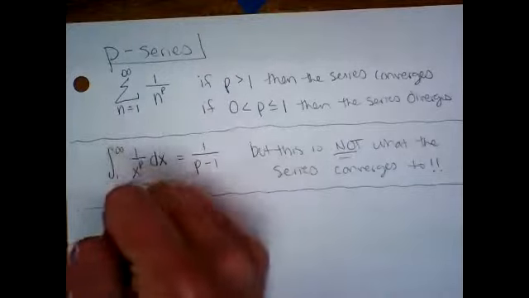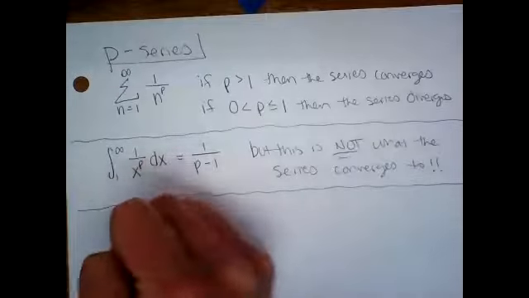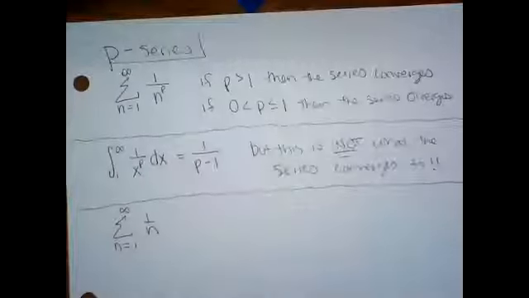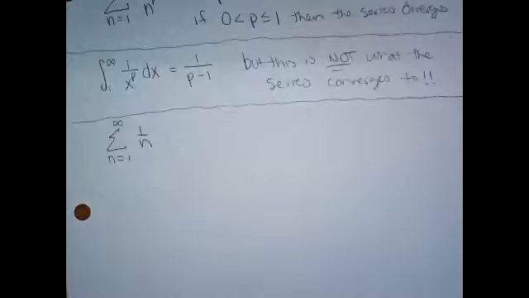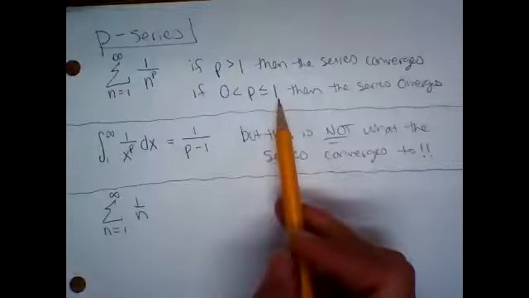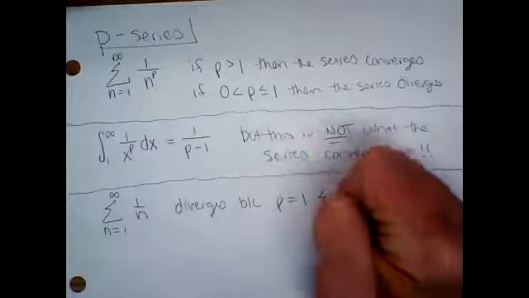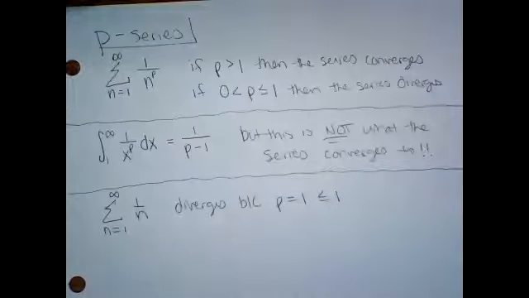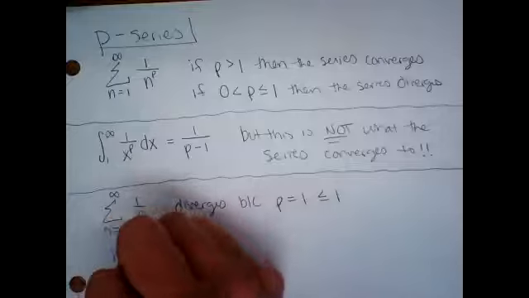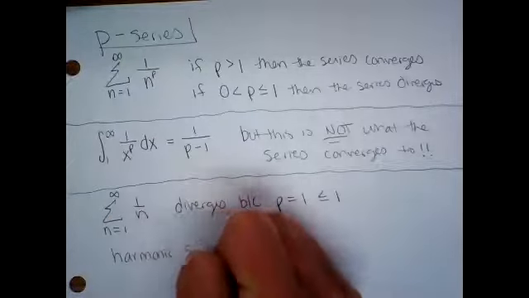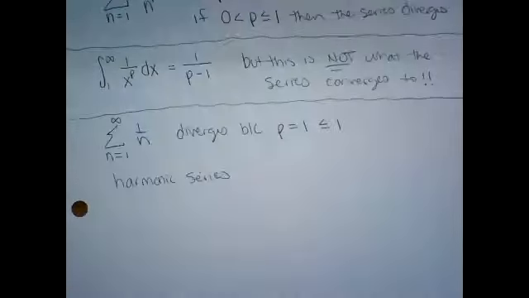Okay. And then I want to talk about a special one, which is if you just have 1 over n, what would P be for that? That's n to what power? Since nothing is written, it's what? 1. Okay. So would this converge or diverge if P is 1? It would diverge. This diverges because P equals 1, which is less than or equal to 1. This is called the harmonic series. So that's like a special one. It's called the harmonic series, and it does diverge.